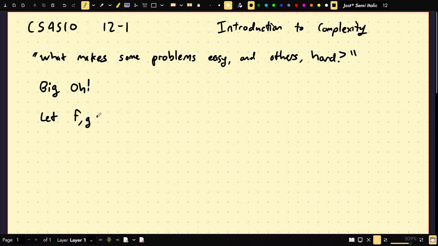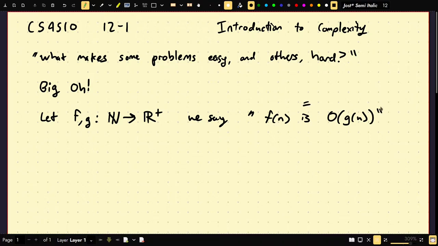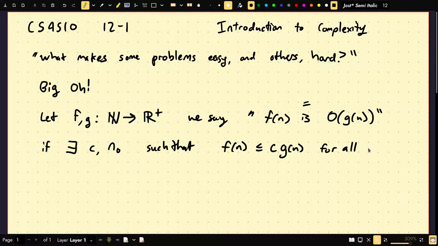let f and g be functions from the natural numbers to the positive real numbers, and we say f of n is O of g of n. Sometimes this is written as equals, but f of n is O of g of n if there exists some constant c and some asymptotic floor n naught such that f of n is less than or equal to c g of n for all n greater than or equal to n naught. Basically, what this is saying is that at the limit, f of n behaves asymptotically like less than g of n. You could think of this O as also like hiding constants.